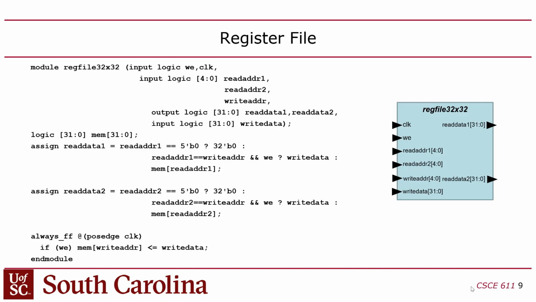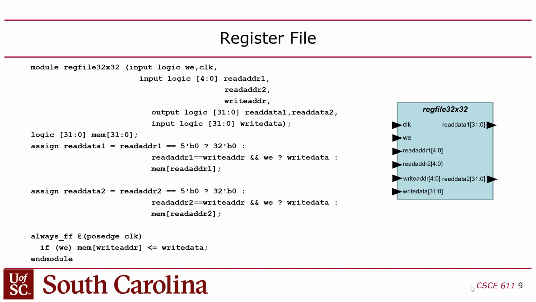So basically, for each read port, this is basically copy and pasted code. These 2 statements are the same, except one's for 1 and the other one's for 2. You'll notice that there's 3 ways to read. If the read address is 0, then I want to spit out 0 regardless of what's in the memory. So I'm just always going to put out a value of 0 if you read address 0, because in both RISC-V and in MIPS, register 0 is always read as 0.